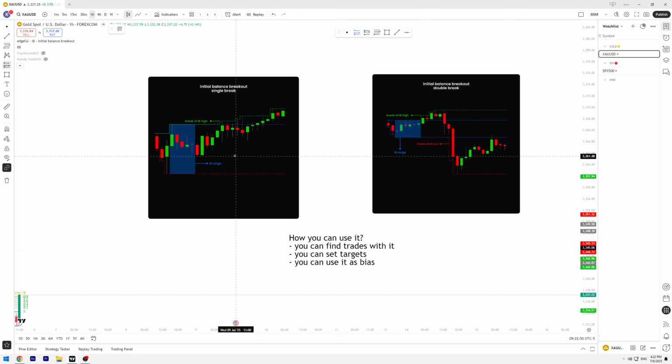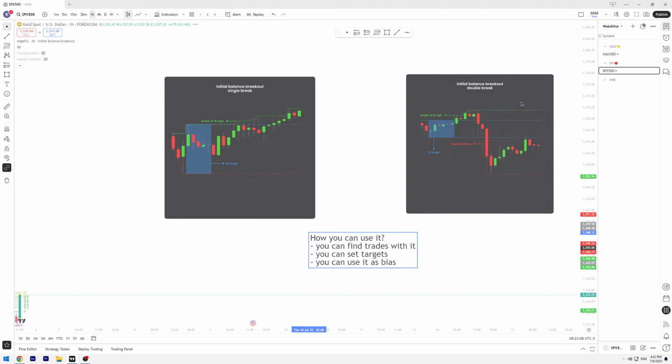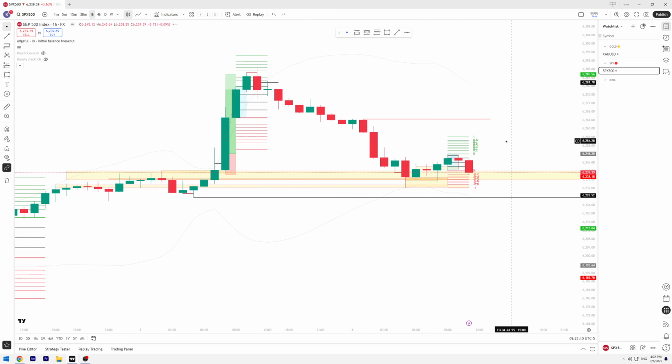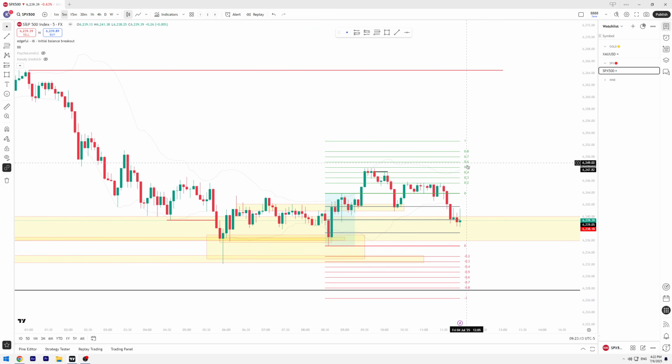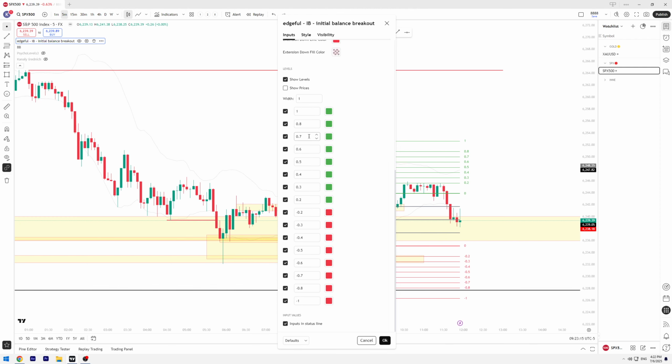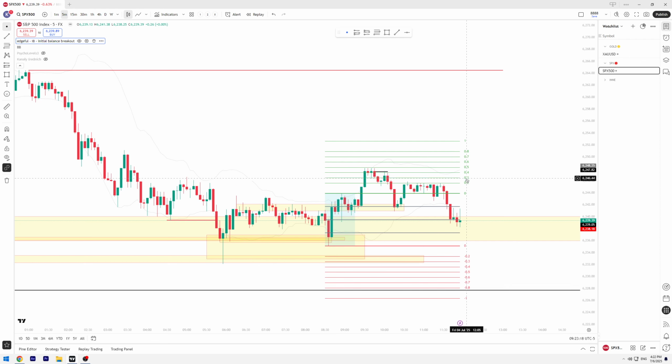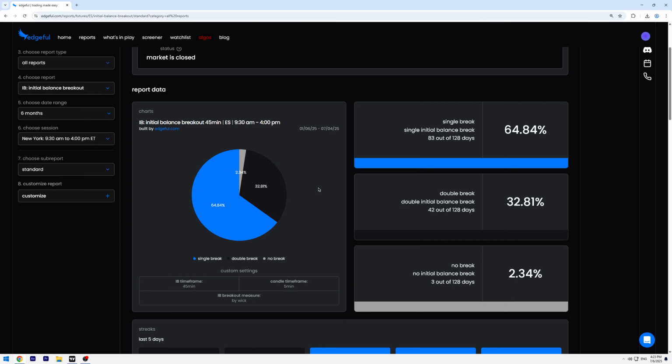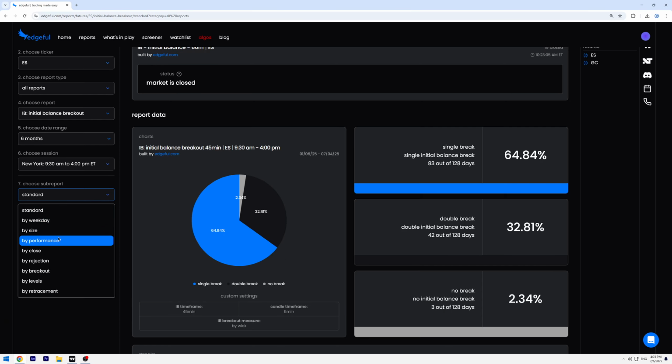For example, when you have a break, you can catch the retracement and enter, for example, here. I will show you later how it looks. And then, as I said, you can set targets. So you have these levels, and I have mine set to these ones. These are my settings, and I use them as my targets. I will show you why and how I use it.